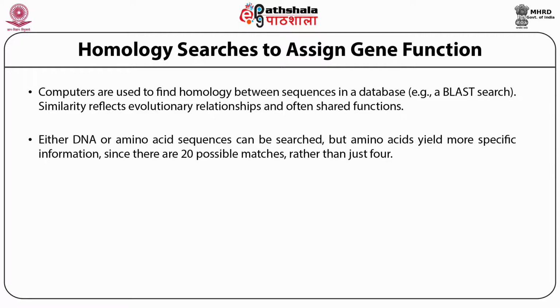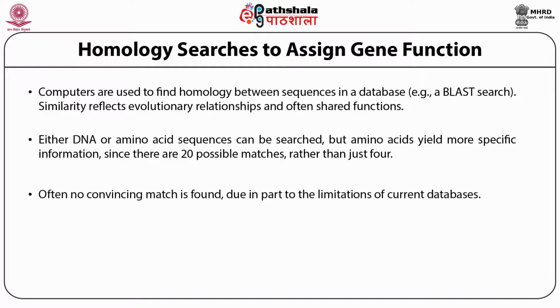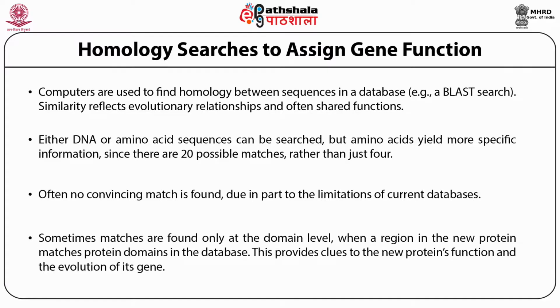In homology search methods, a convincing match is often not found, due in part to the limitations of the current databases. Sometimes matches are found only at the domain level, when a region of the new protein matches protein domains in the database, which provides clues for the new protein's function. For example, if you have a protein sequence and know that the protein has function X, a homology search can also reveal other domains present in that sequence, and in that way new information or a new function can be assigned to this protein using homology-based search methods.